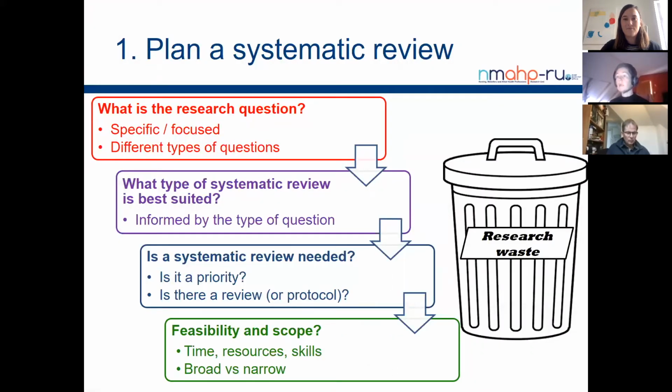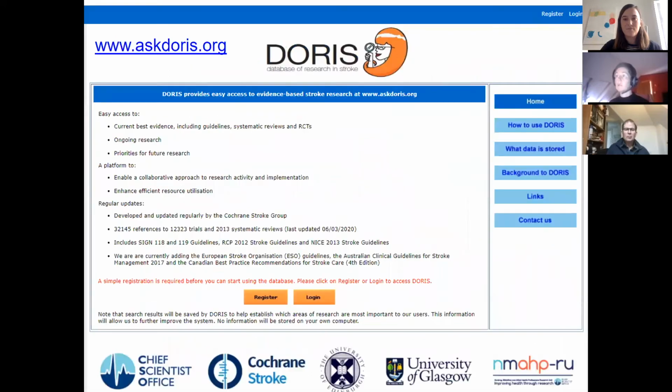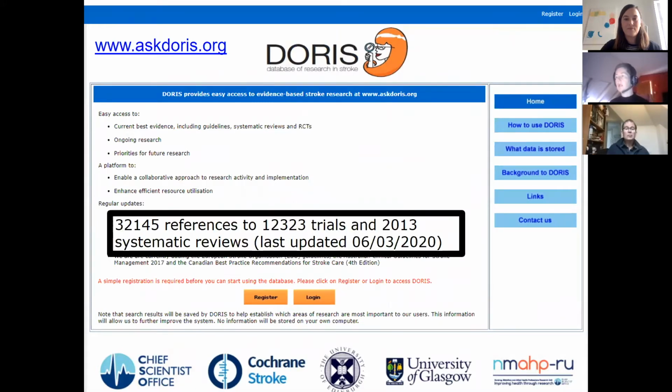So then you're asking, is there already a review or is somebody else doing a review at the moment? A good place to look in terms of stroke is DORIS, the Database of Research in Stroke. This is a database which is maintained by Cochrane Stroke and it's regularly updated. And largely what you'll find within DORIS is references to randomized controlled trials and systematic reviews. So on the landing page here, you can see that when I last looked, there were references to over 2,000 systematic reviews.